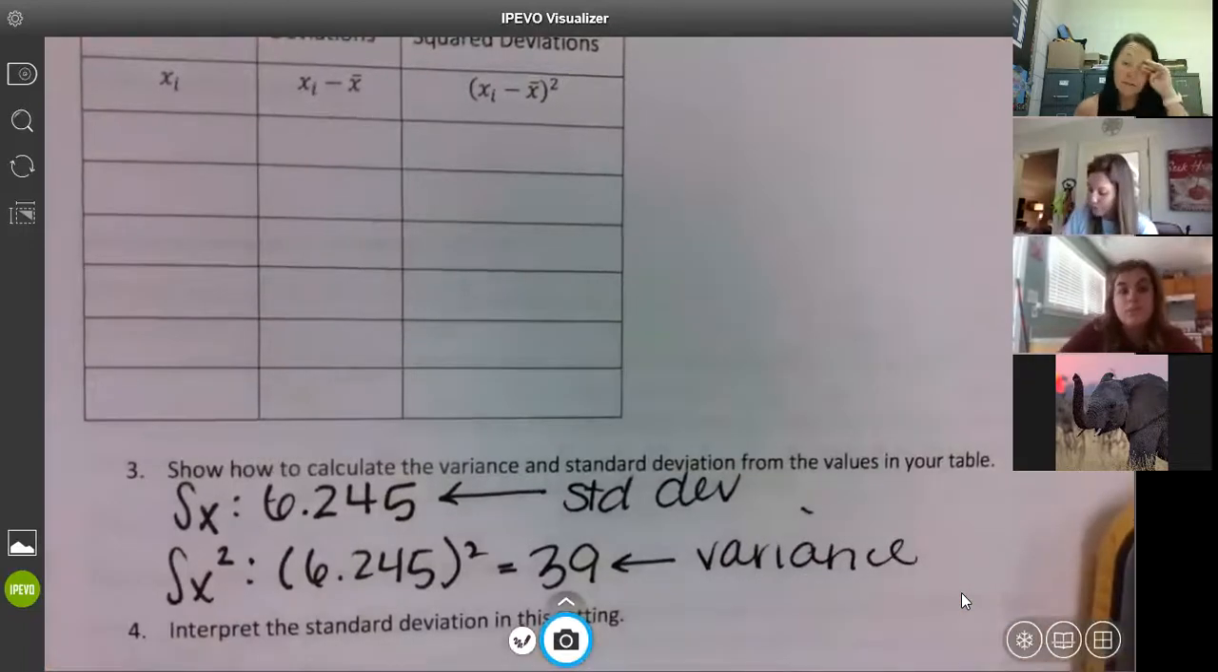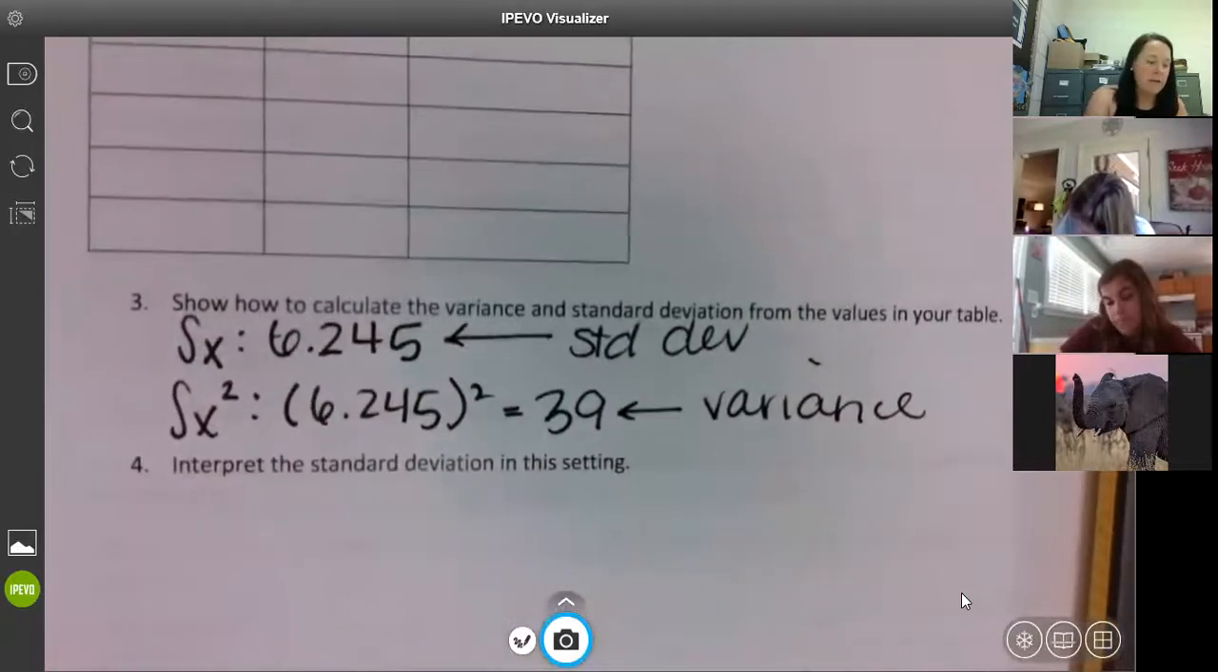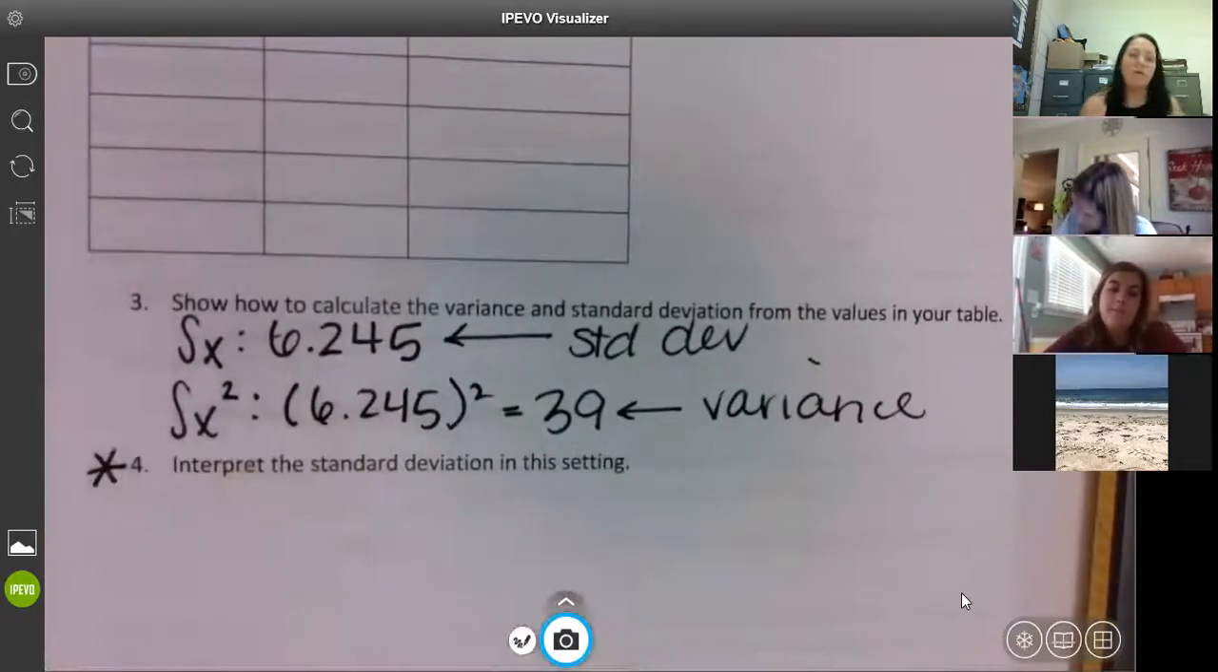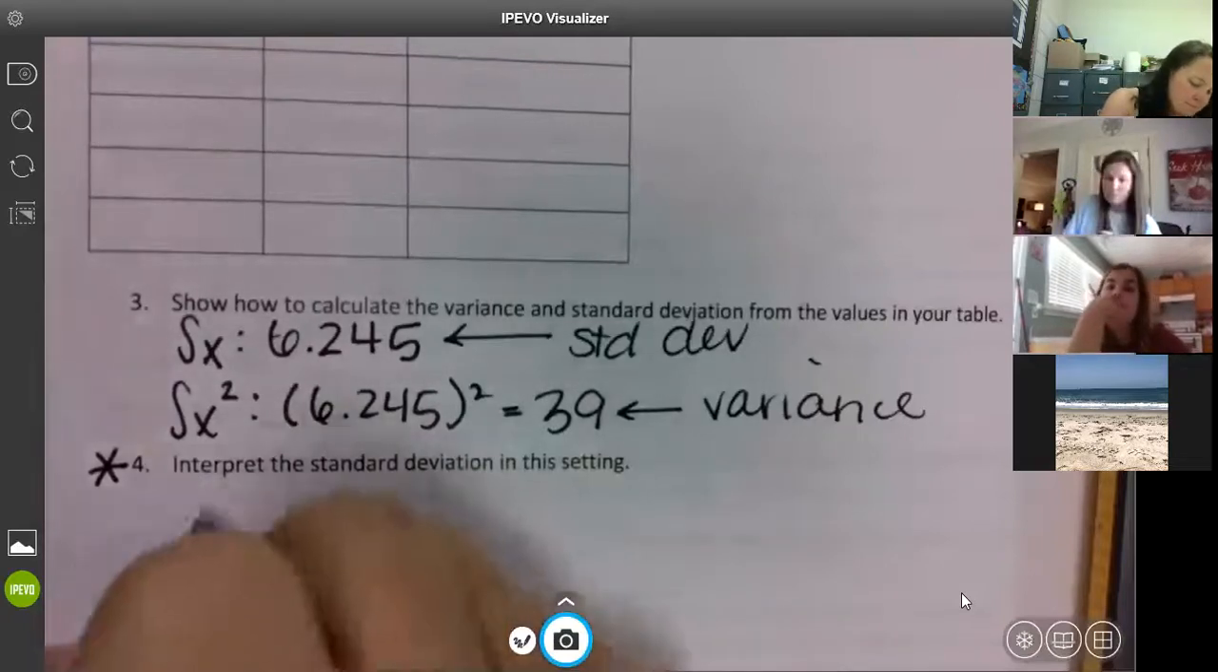And this one is variance. All right, so here's the important one, guys. You're going to be doing this a lot. Interpret the standard deviation in this setting. So to interpret it, this is what it means.